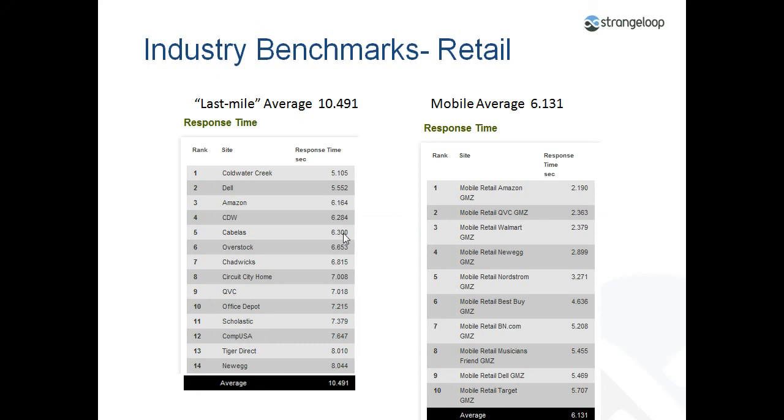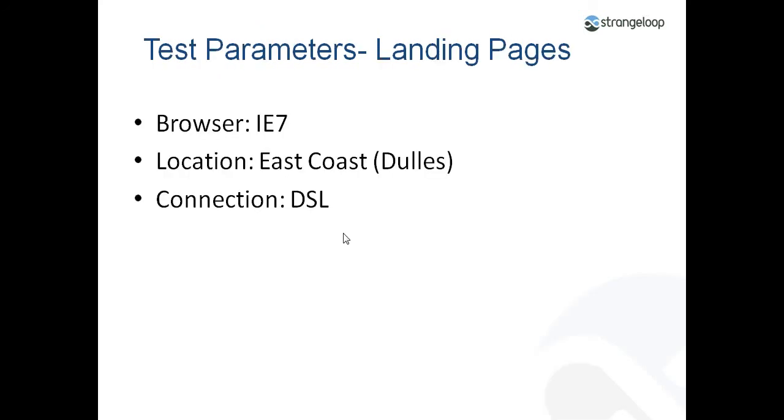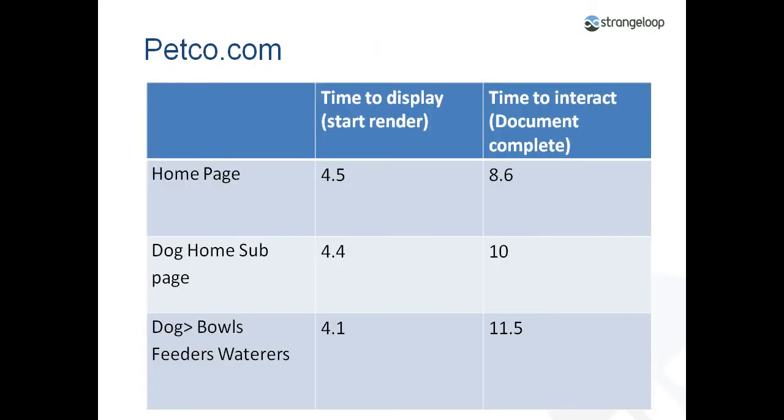When I look at my site, and again, I've chosen IE7 Dulles, Virginia over DSL, my site at Petco takes 8.6 seconds. So if I didn't have the industry data and my competitive data as part of this benchmarking exercise, I actually wouldn't have a view. I might just sit here and think, wow, 8.6 seconds is great.